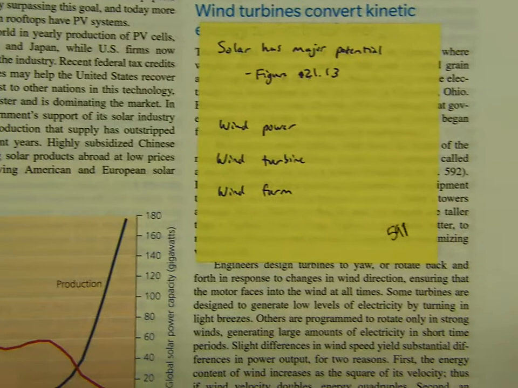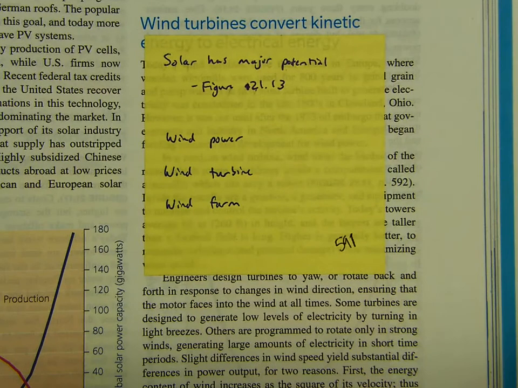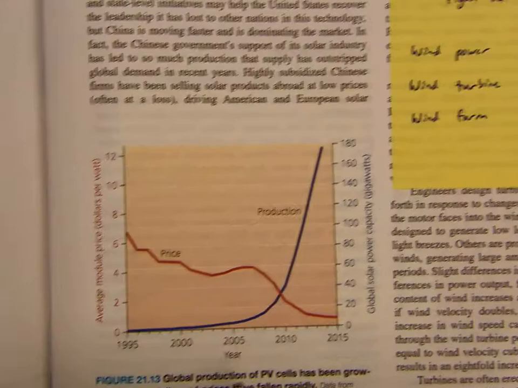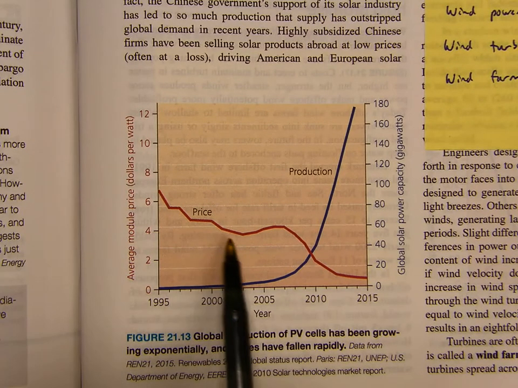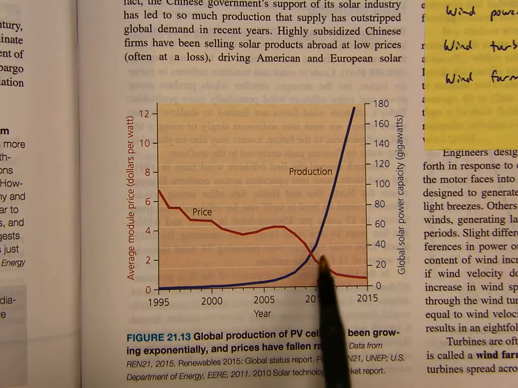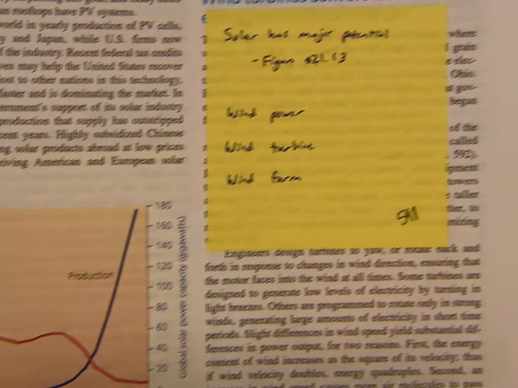All right, moving on to 591, talking about solar has major potential. The 21.13 is basically talking about this diagram. So the price of it is starting to fall, whereas the production of it is starting to skyrocket. So it has really, really big potential.